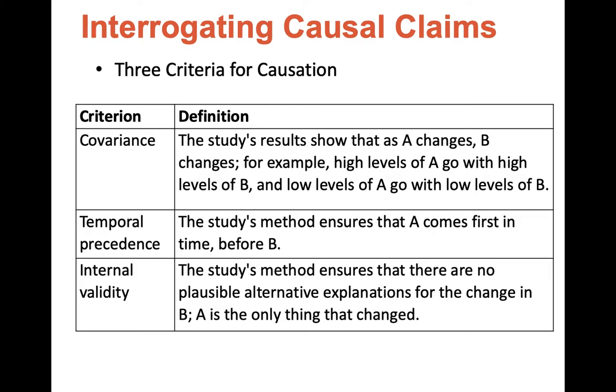Temporal precedence is the idea that one variable comes before the other in time. So in an experiment, if the researcher manipulates one variable and then measures the other, we know that the manipulation comes first, so temporal precedence is established. And then internal validity speaks to the idea that there are no other plausible alternative explanations for changes in the outcome variable. Variable A is the only thing that has changed.